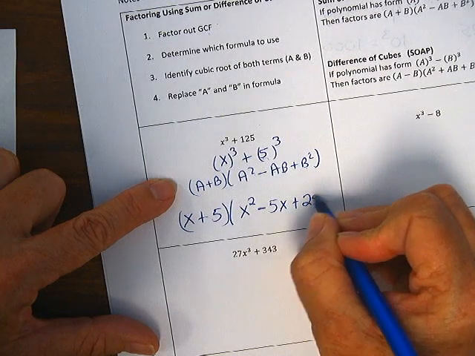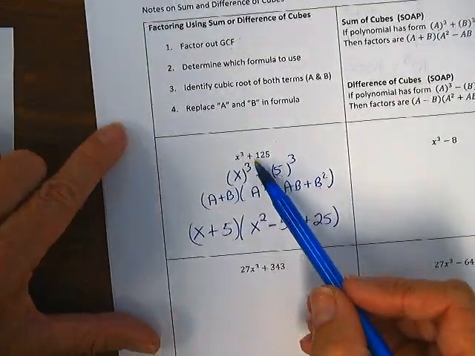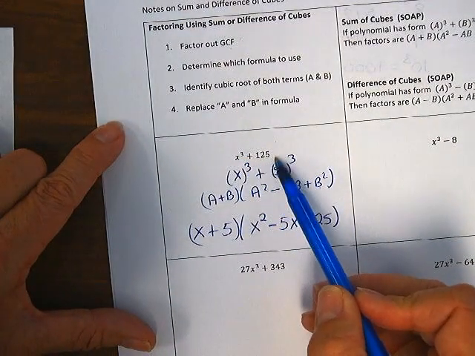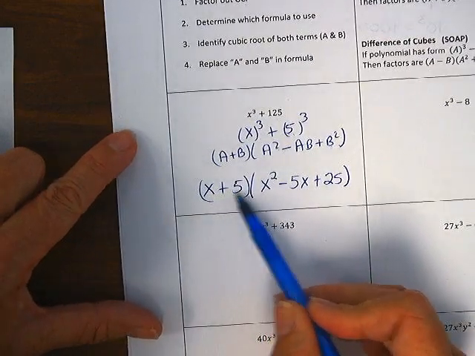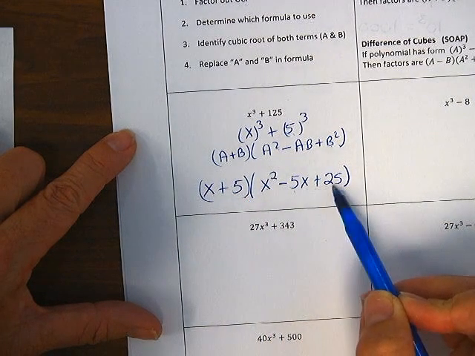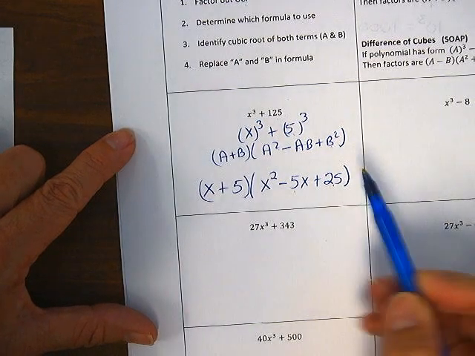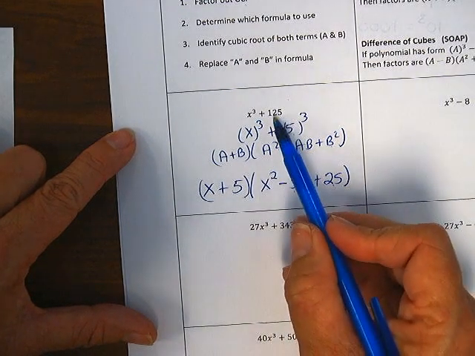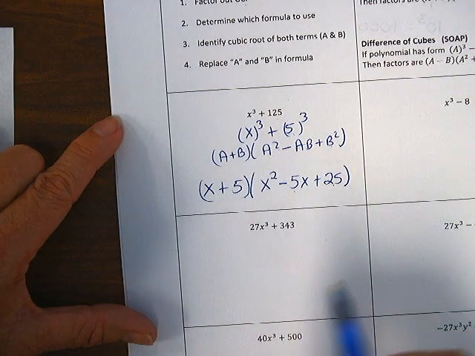5 squared is 25. So the factors of x cubed plus 125 are x plus 5 multiplied by x squared minus 5x plus 25. So these are my two factors of that. You will not be able to break it down any further.